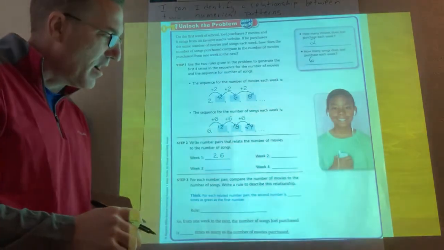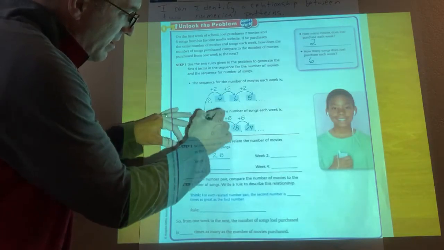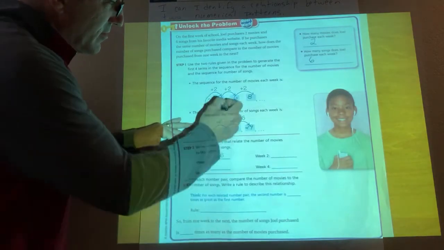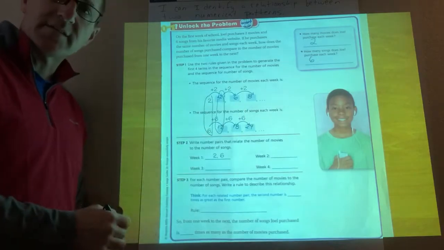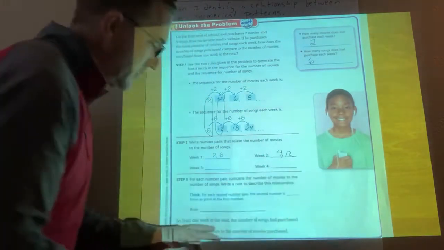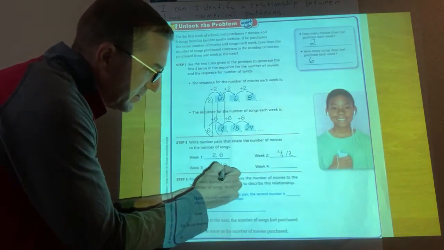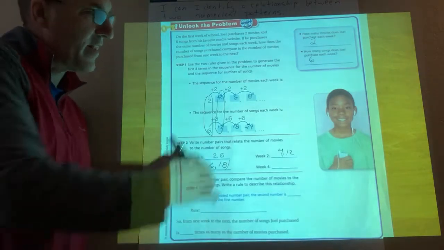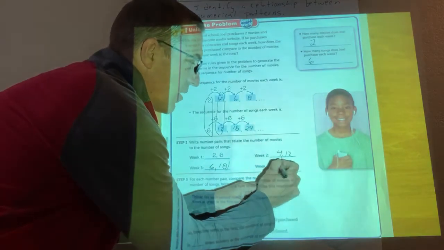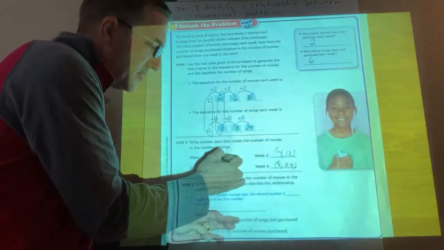All right. Write the number of pairs that relate to the number of movies. So we're just going to take these right here and create ordered pairs out of those. All right. That's the way they look. So we go 2, 6. Then we come to 4, 12 in week 2. Okay. Week 3, 6, 18. Right, and then finally we go to 8, 24, and we write that down. 8, 24.